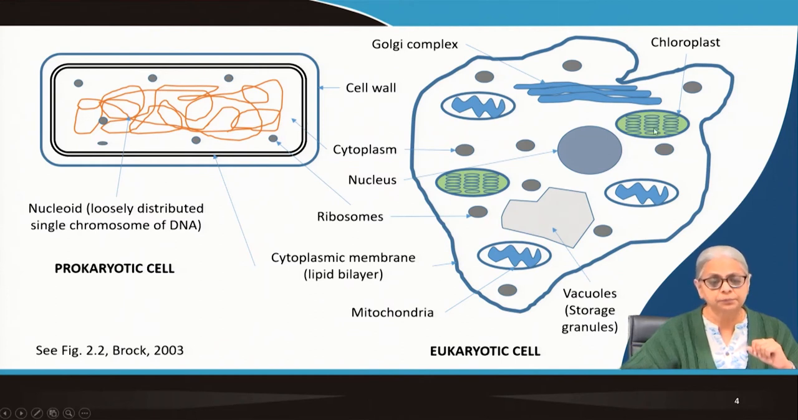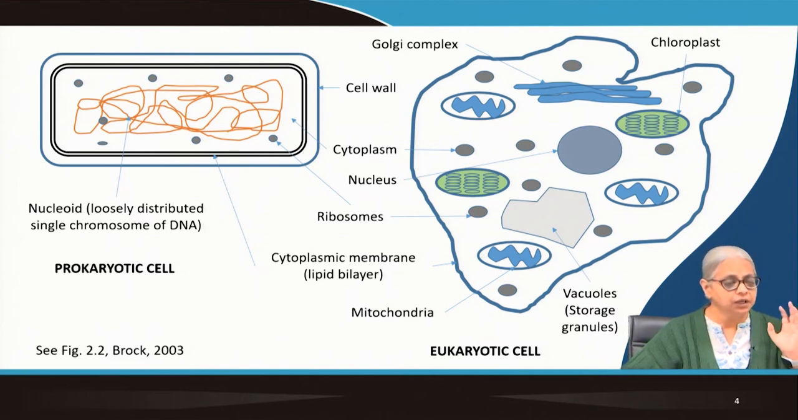This is the cytoplasm. There are several other organelles present in the eukaryotic cell. So you have mitochondria. If it is a plant cell or a photosynthetic organism, it will have chloroplasts, as you can see over here, and the Golgi complex. Ribosomes are present in both. The cytoplasmic membrane is also present in both. Eukaryotic cells have another interesting feature, and that is vacuoles or storage granules.